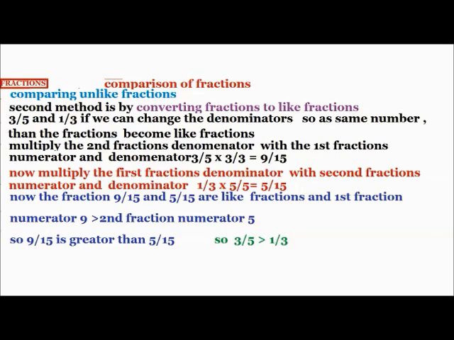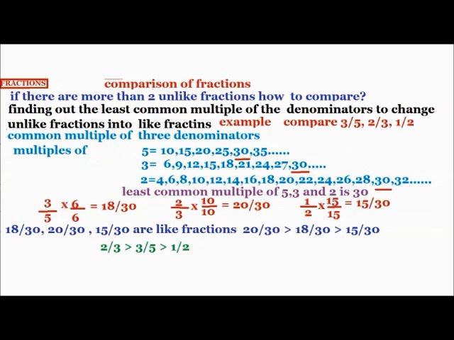Now the fractions 9/15 and 5/15 are like fractions. By observing the numerators, the first fraction's numerator 9 is greater than the second fraction's numerator 5. So 9/15 is greater than 5/15. So we can say that 3/5 is greater than 1/3. If there are more than two unlike fractions, how to compare?